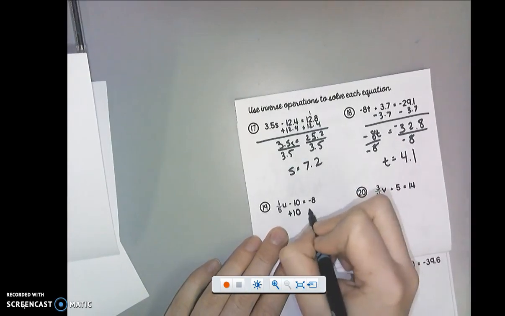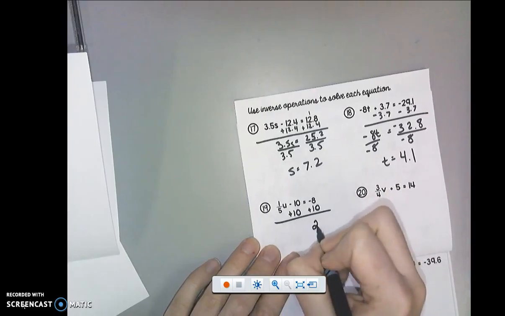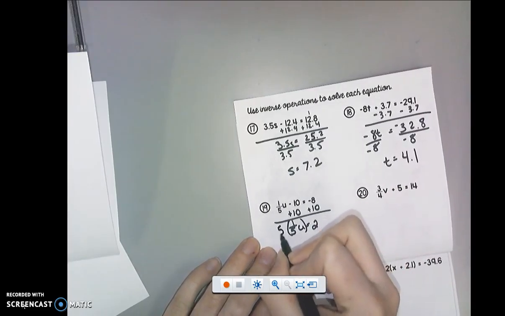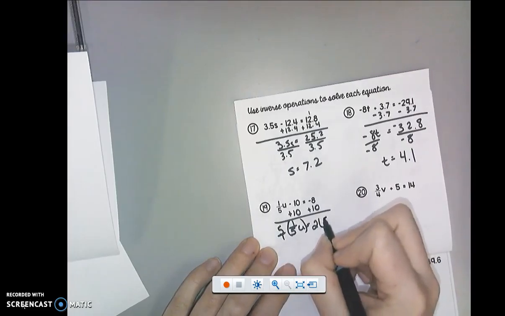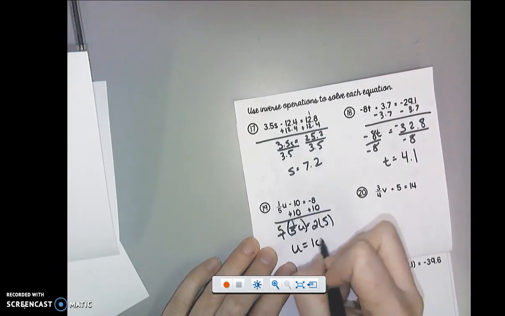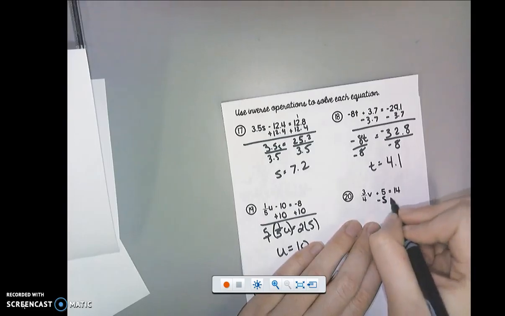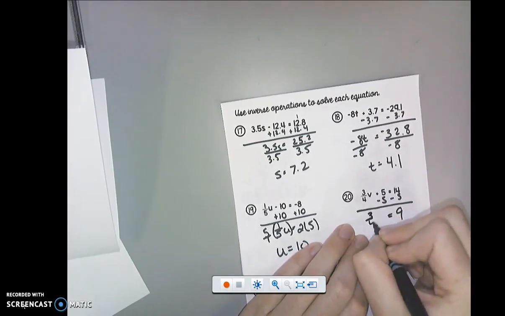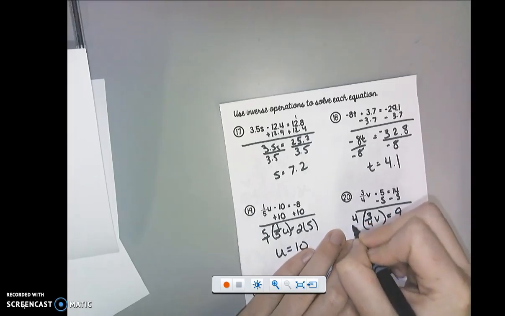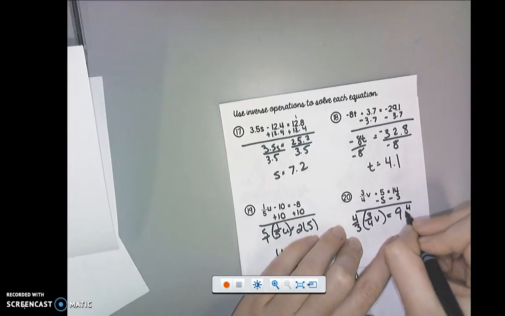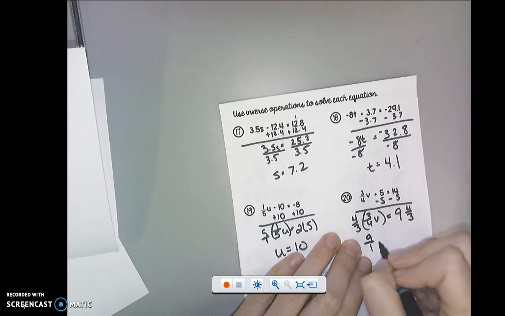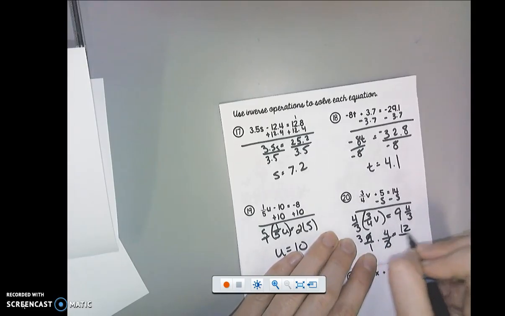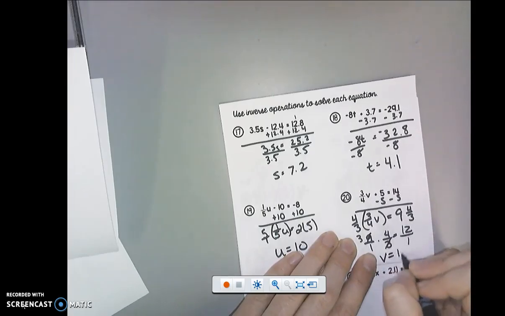We're going to add 10, add 10. 2 equals 1/5 u. And remember, we want to do the reciprocal, so 5. And u should equal 10. Subtract 5. 9 equals 3/4 v. Remember, multiply by the reciprocal. And 9 over 1 times 4 over 3. Cancel 3. 12 over 1 equals v.